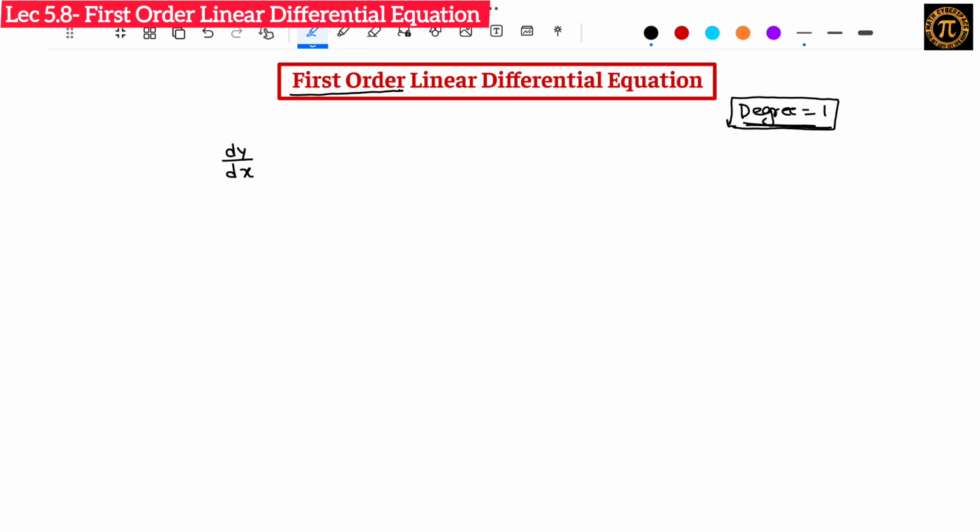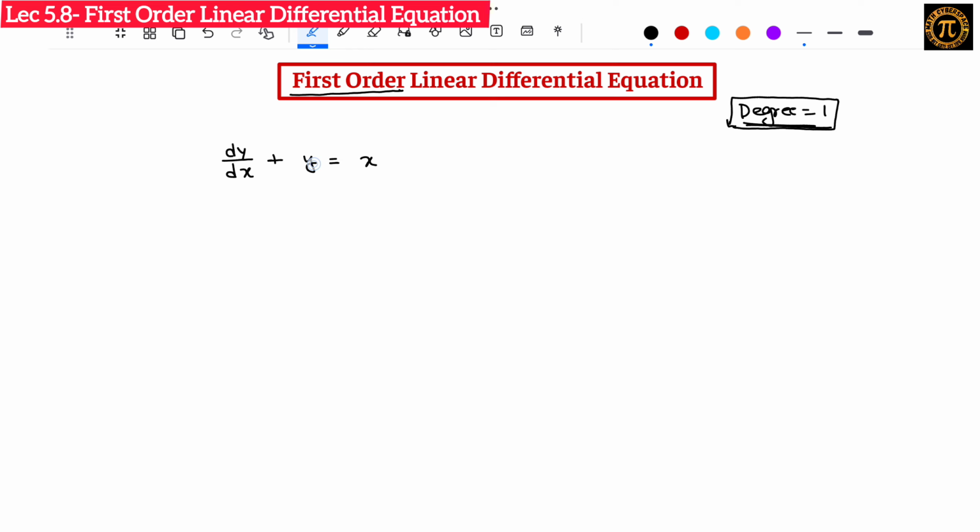Let's take an example: dy/dx plus y equals x. Is this equation a first order linear differential equation? Obviously yes, because the order is 1 and the power of dy/dx is 1. So this is first order, first degree, that means a first order linear equation.